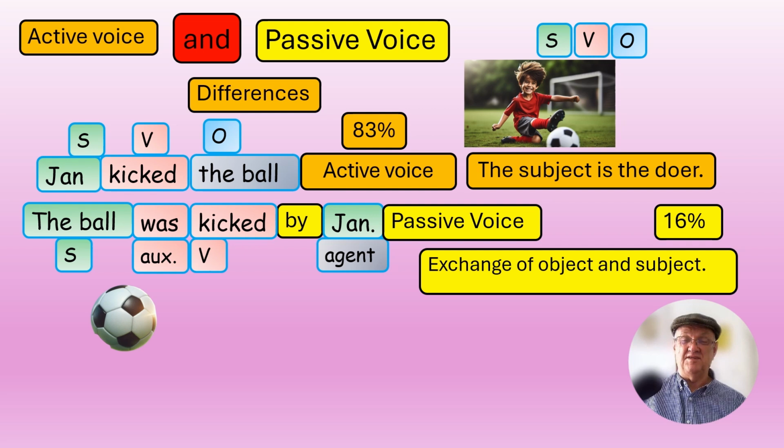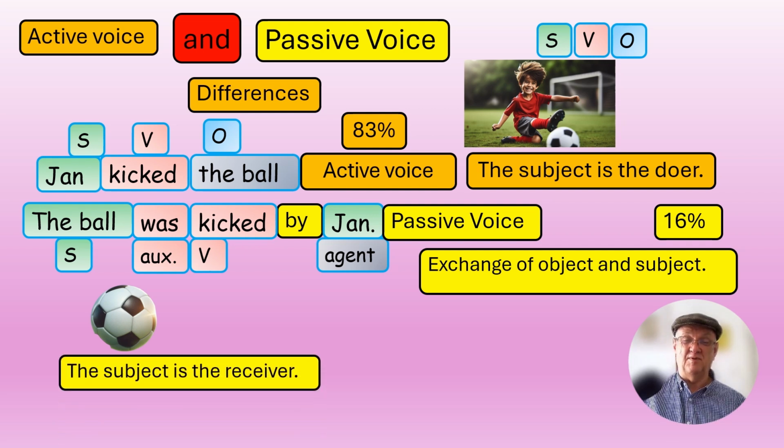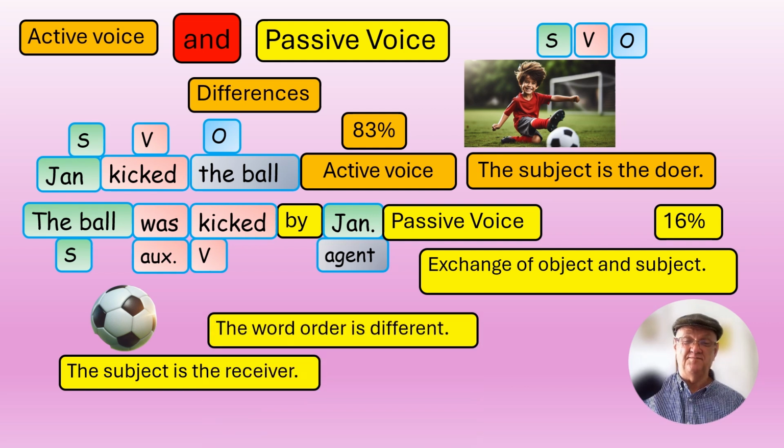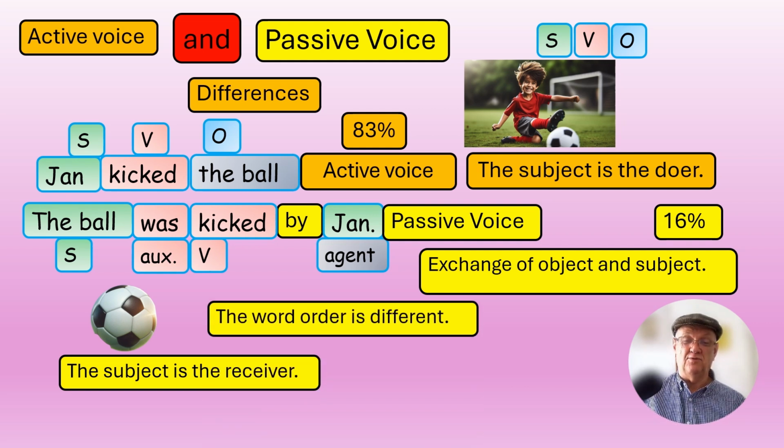So we exchange the object and the subject. That is one of the differences. The subject is now the receiver. The ball is the receiver of the action in the passive voice. The word order is also different.